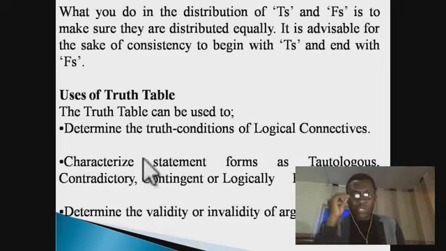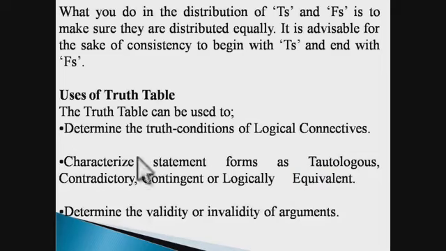So we'll be using the truth table to characterize statement forms as tautologous, contradictory, contingent, or logically equivalent. We'll be doing that. We can also use the truth table to determine the validity or invalidity of arguments.